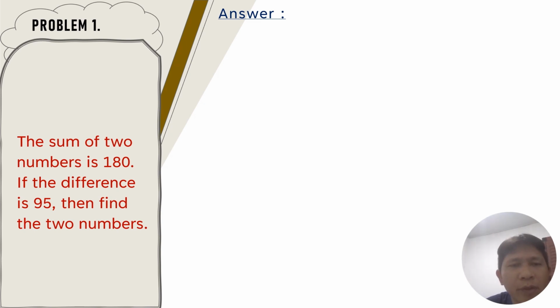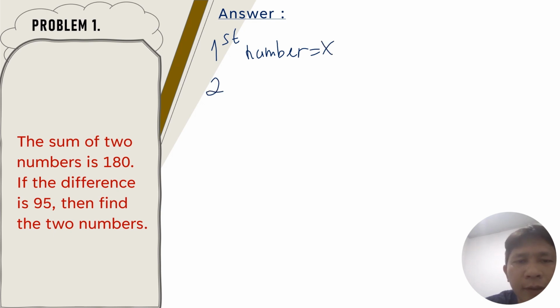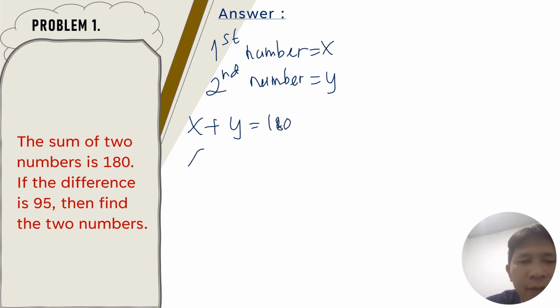Now let us see problem number one. The sum of two numbers is 180. If the difference is 95, then find the two numbers. Okay, let's say that the first number is x and the second number is y, or you can switch it. According to the sentence, the sum of it equals 180, so we're gonna write it as x plus y equals 180. The difference means x minus y equals 95.